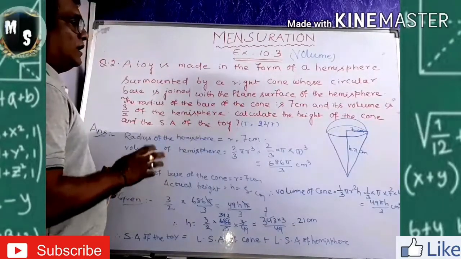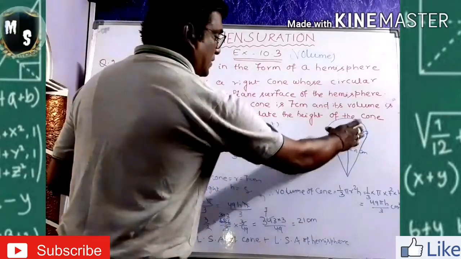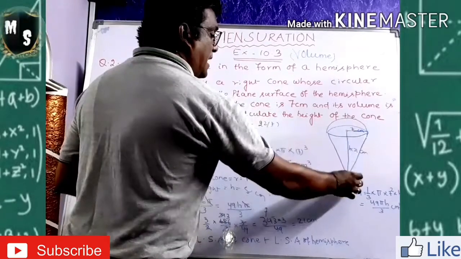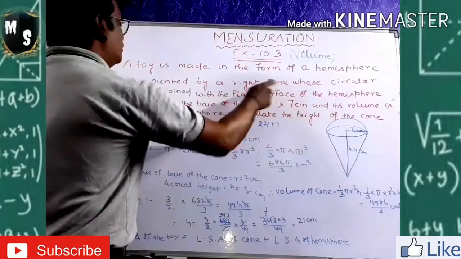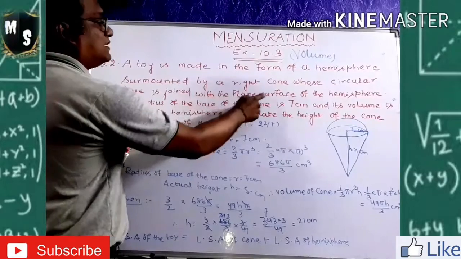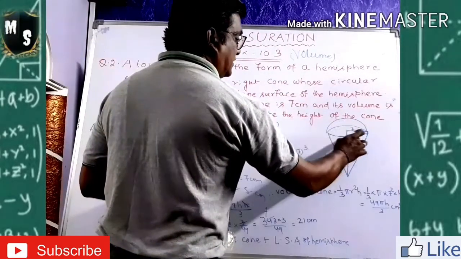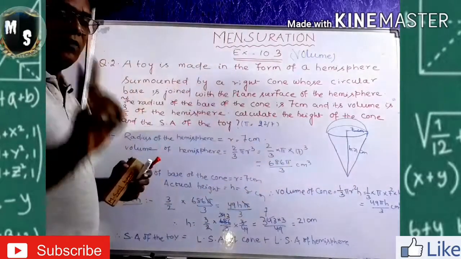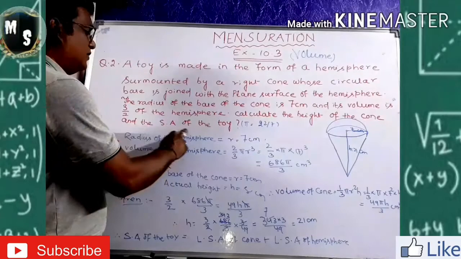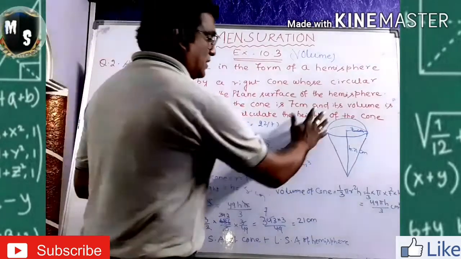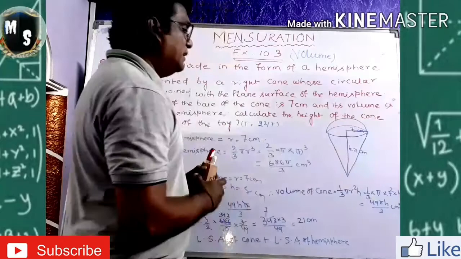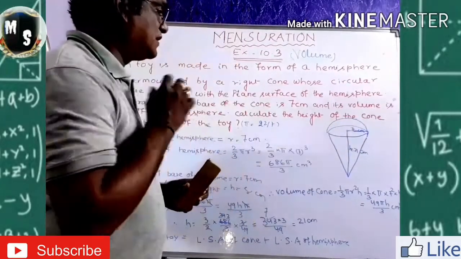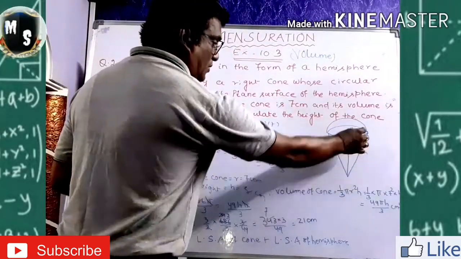I hope you understood this picture. What is this diagram? This is a cone, and a hemisphere is surmounted on it. Its circular base is joined with the plane surface of the hemisphere, so the total is becoming one figure. And here you have to find the total surface area of the toy, that means the TSA of this toy. Then some clue is given: radius is given to you, 7 cm, which is common for the hemisphere as well as the cone.